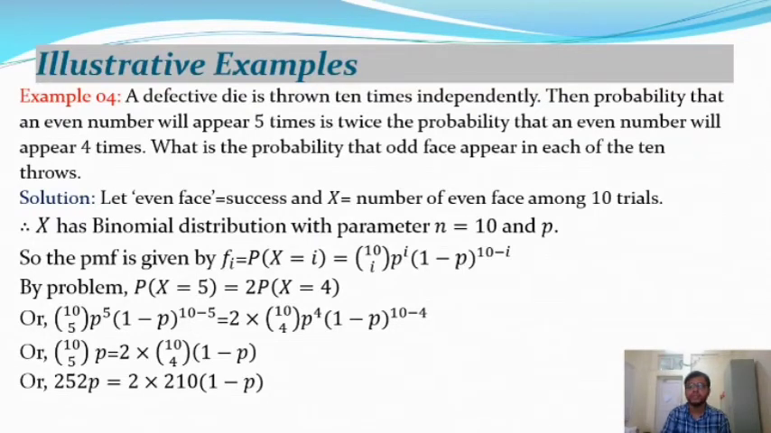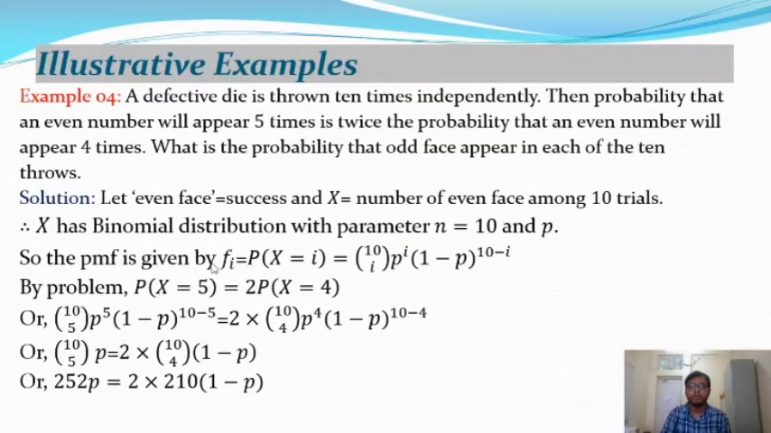So here is the solution of this given problem. So let an even face be the success. So x is equal to the number of even faces among 10 throws. So n is the number of throws and n is equal to 10. Okay. And x has a binomial distribution with parameters n is equal to 10 and p, and p is unknown in that case. Okay. And according to the question, we will find the value of p.